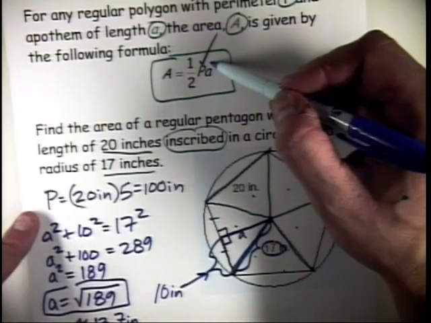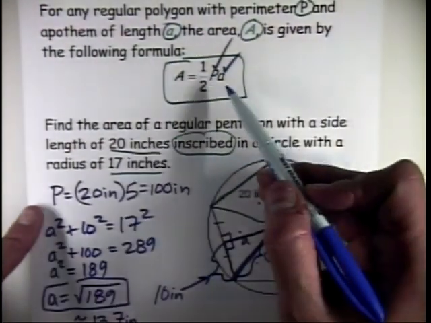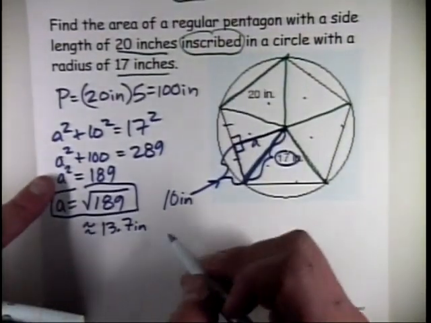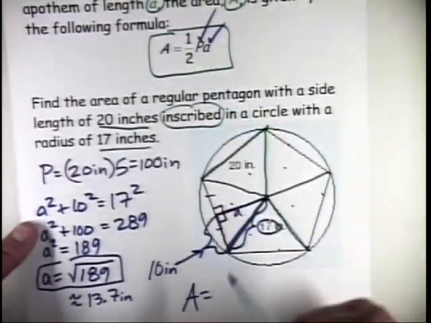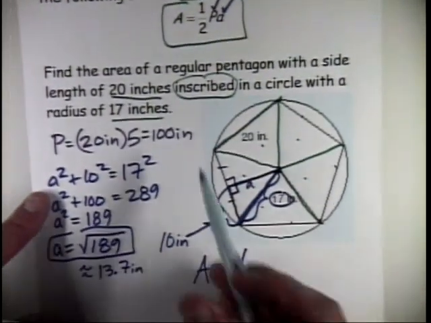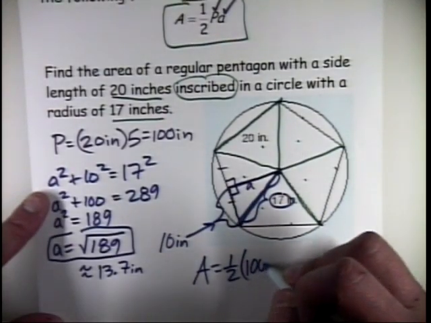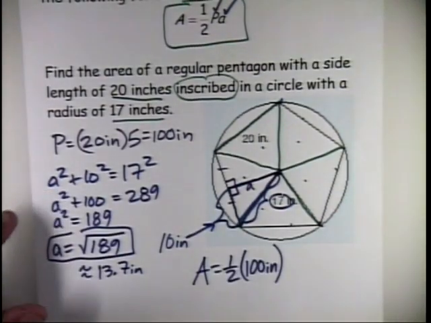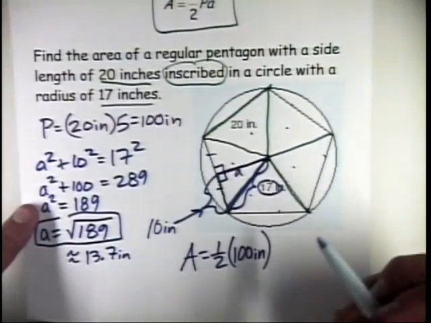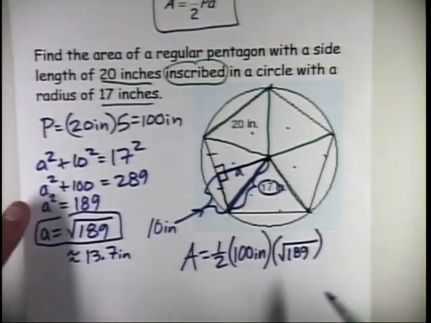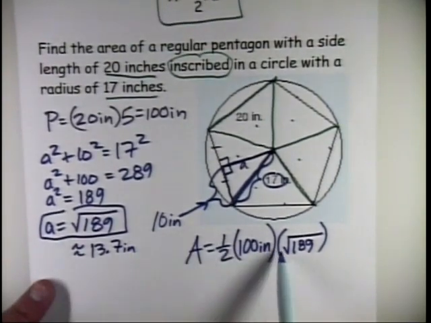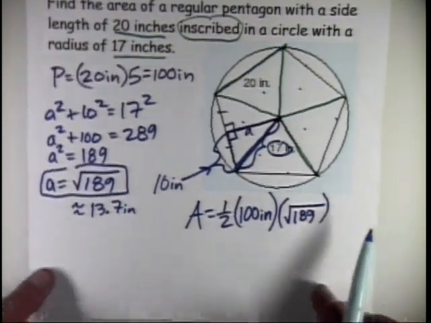But now that I have the apothem, I have both things that I need in my equation. So I'm going to plug in. The area then of the regular pentagon is the 1/2 times the perimeter, which I found to be 100. I'm going to include the units here because it'll be a good check at the end, times the apothem, which is the square root of 189. Now I'm using the exact answer because if I use 13.7, I'm going to have a rounding error. And you only want to round at the very, very end.